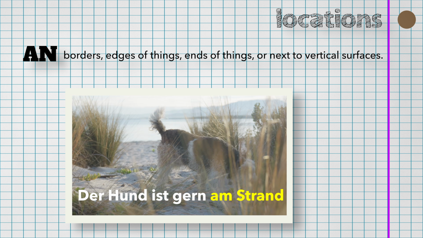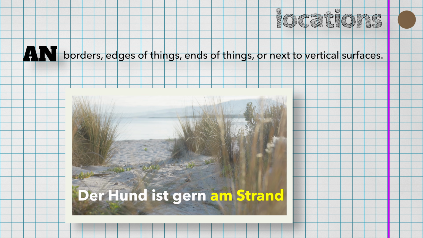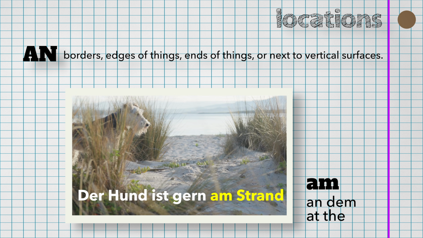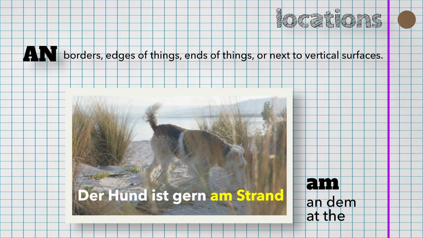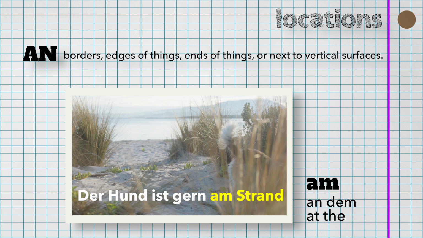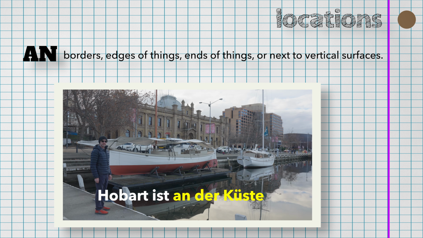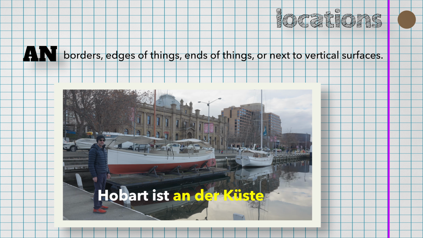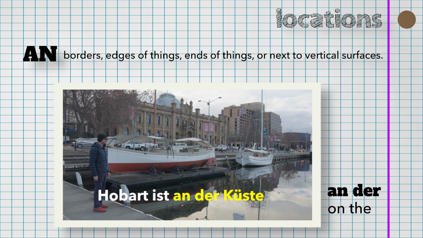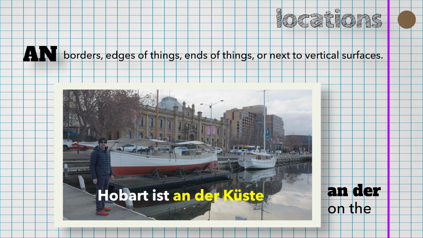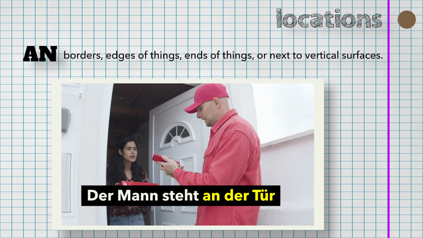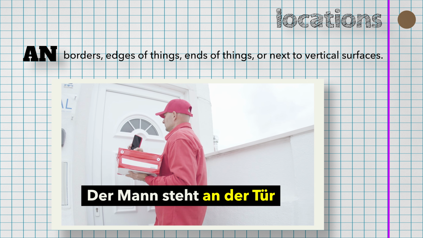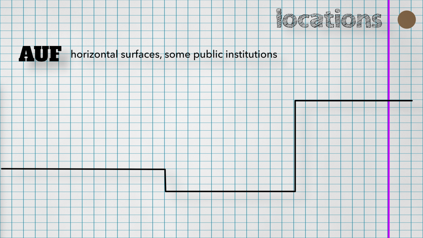Der Hund ist gern am Strand. We're using an because the beach is the edge, or if you like, the end of the land. And we're using the contraction which really means an dem, because the beach is not feminine or plural. Hobart ist an der Küste. Here I'm using an der, firstly because the coast is feminine, but also because the coast is a kind of an edge. And then we've got der Mann steht an der Tür. The door is a vertical surface, so it makes sense to use the preposition an. We can use auf if our location is more of a horizontal surface.